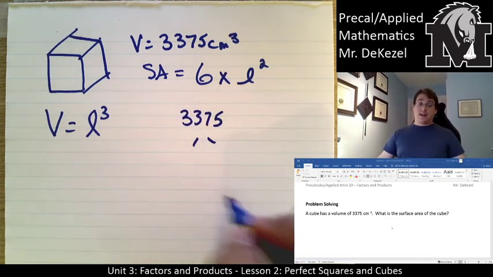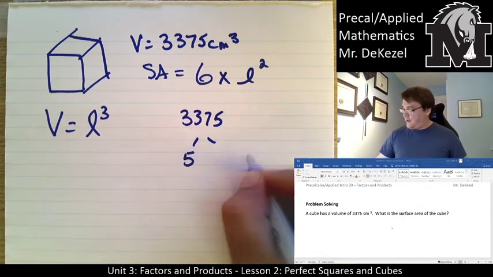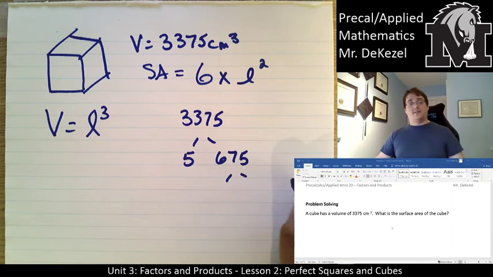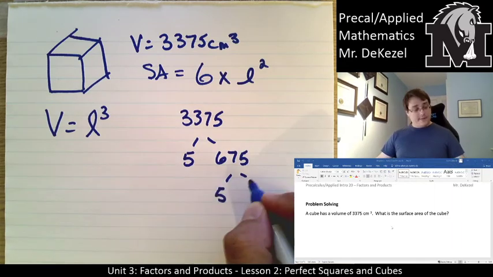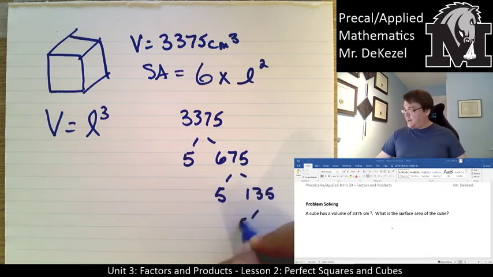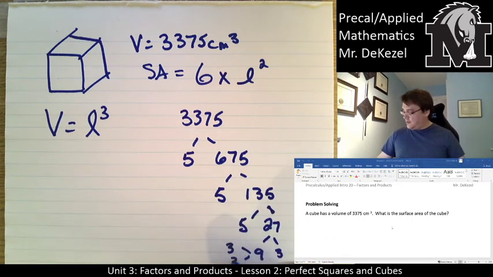3375. I can definitely divide it by 5 because it ends in a 5. So let's do that. 5 and what number? 675. Handy. This also ends in a 5, so let's divide that by 5. We get 135. Divide by 5 again, and that would be 27. Oh no, I'm almost running out of room. But 27 is 9 times 3, and then 9 can be written as 2 threes. I apologize for the cutoff at the bottom.